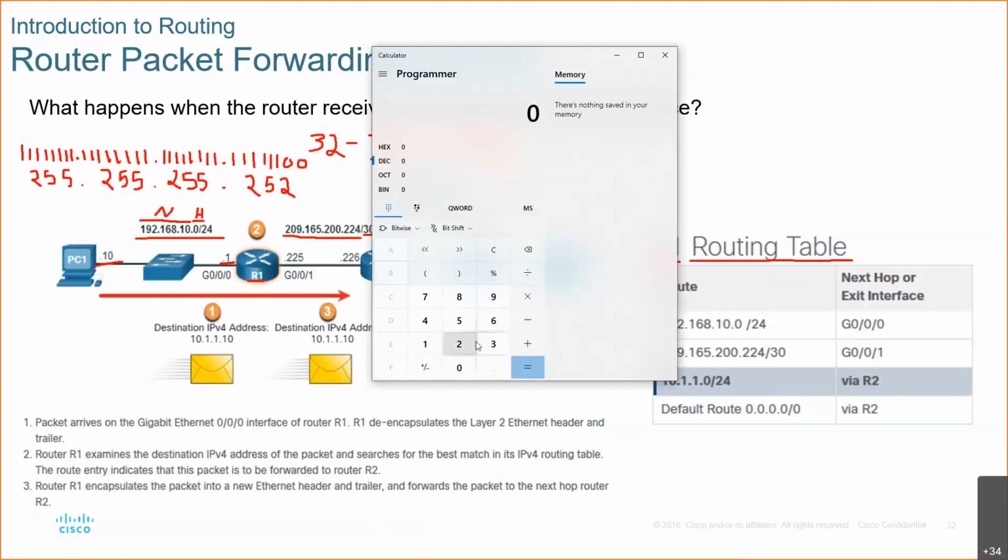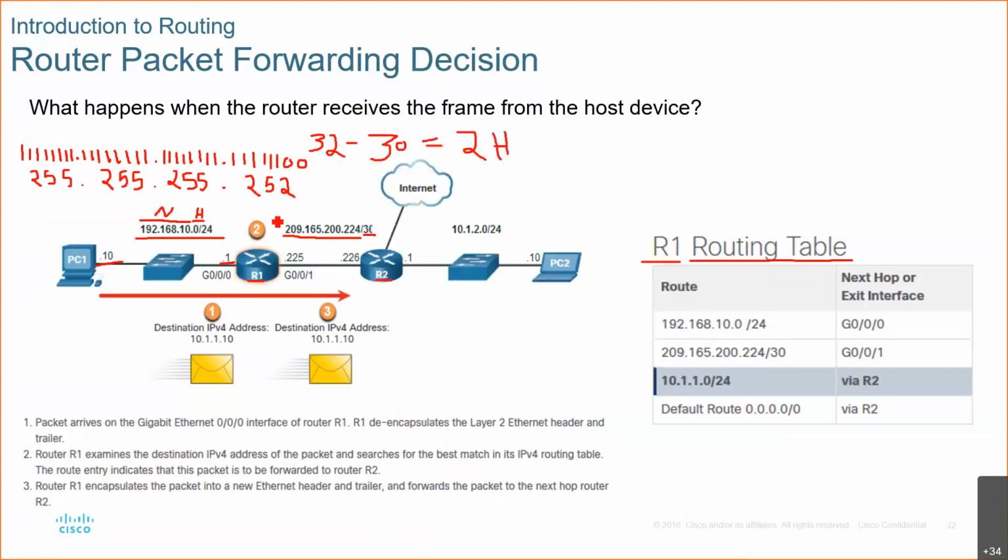So 252, binary is 1, 1, 1, 1, correct. Here, this would be my subnet mask. You can represent it in this way, or you can just say /30. That means 30 bits, all the ones, are for network. Host bit is only 2 bits.